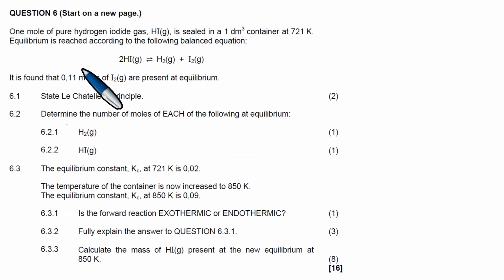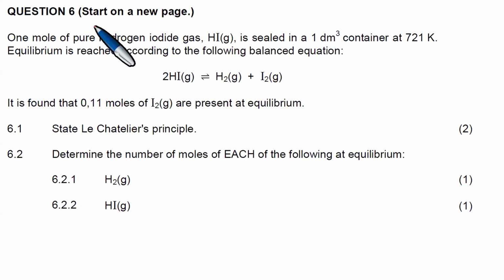Okay, let's look at the question that was mentioned recently. We're going to look at a lot of past examination questions, and we have a fair chance to practice together and see how well we can do on the past questions. Let us look at this question. Question six. One mole of pure hydrogen iodide gas, HI gas, is sealed in a 1 decimeter cubed container. In a 1 cubic decimeter container.